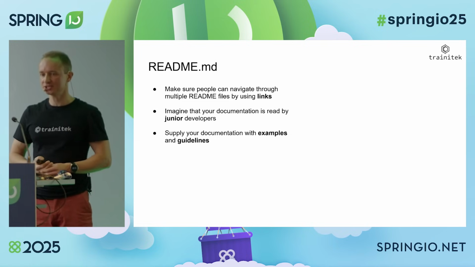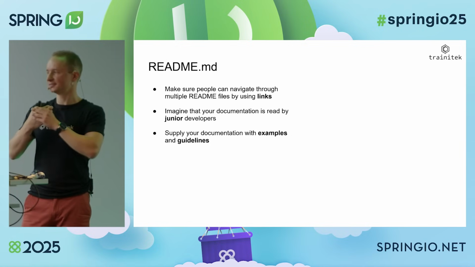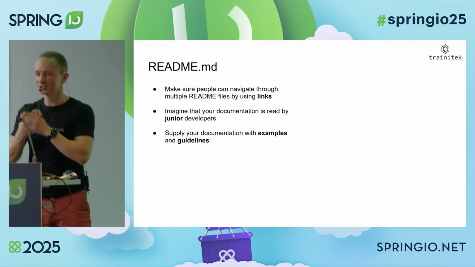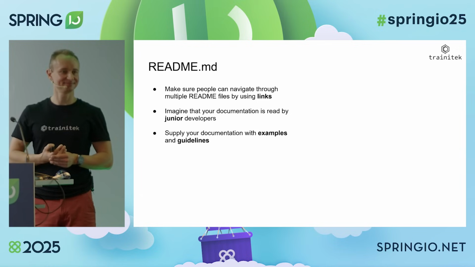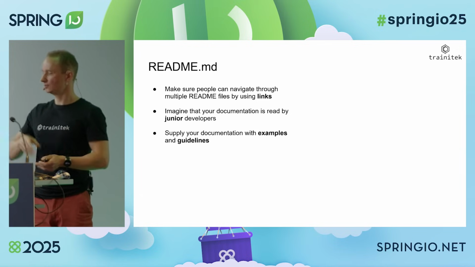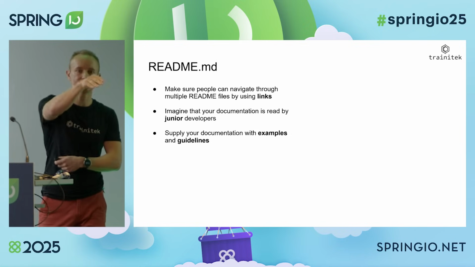The next one: imagine that your documentation is read by junior developers. What I mean here is that we shouldn't assume too much about the knowledge of our colleagues. When we say, in our documentation, something like step number 5, authorize in system XYZ.